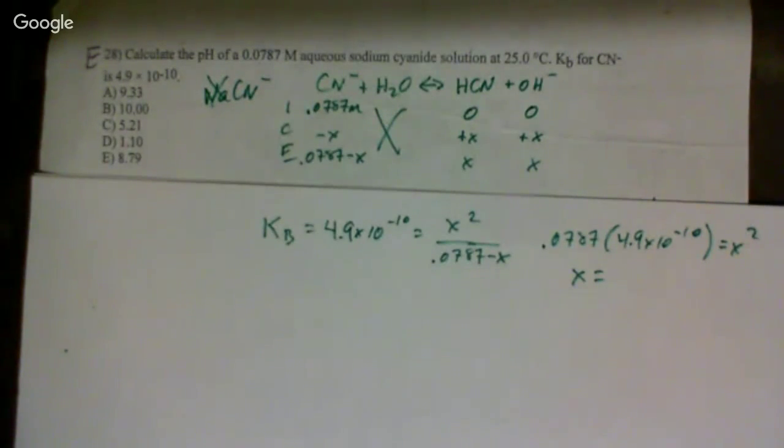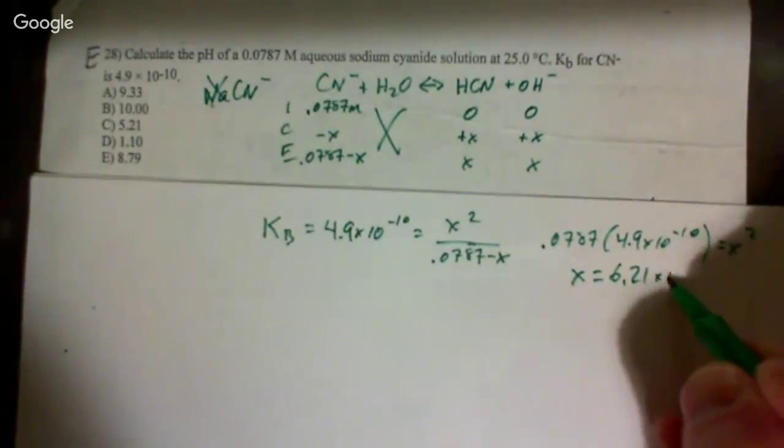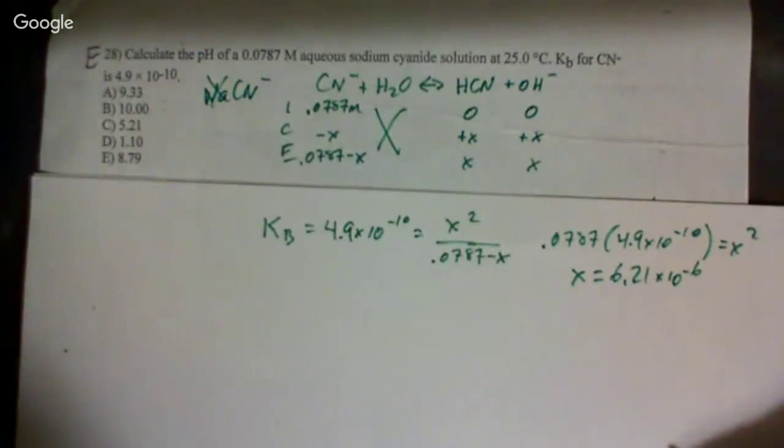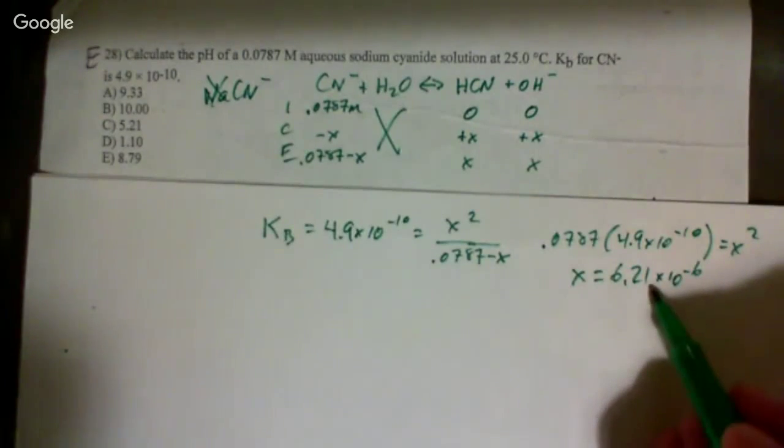Negative 10th square root. And I'm getting something like 6.21 times 10 to the negative 6. Then you go back and remember what that is. That is the OH minus concentration.